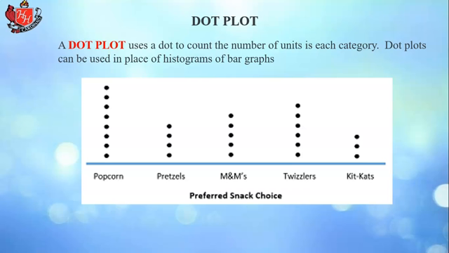A dot plot uses a dot to count the number of units in each category. Dot plots can be used in place of histograms or bar graphs. So instead of having to put numbers over on the side on the vertical axis, you can just put a number of dots and then reference how much each dot means. Does it mean 1 box of popcorn or 100 boxes of popcorn or what have you? You can assign what a dot represents.